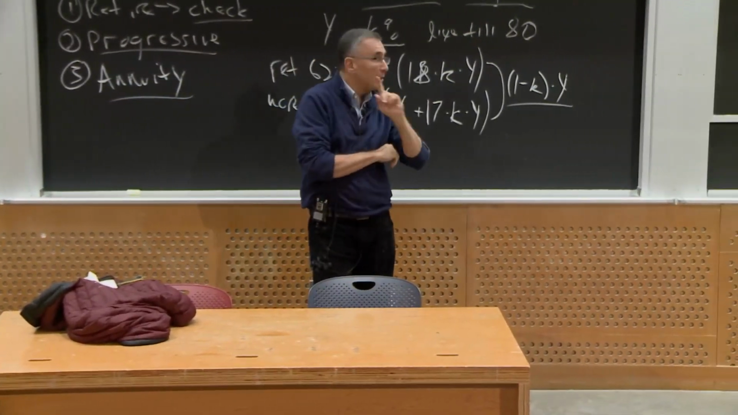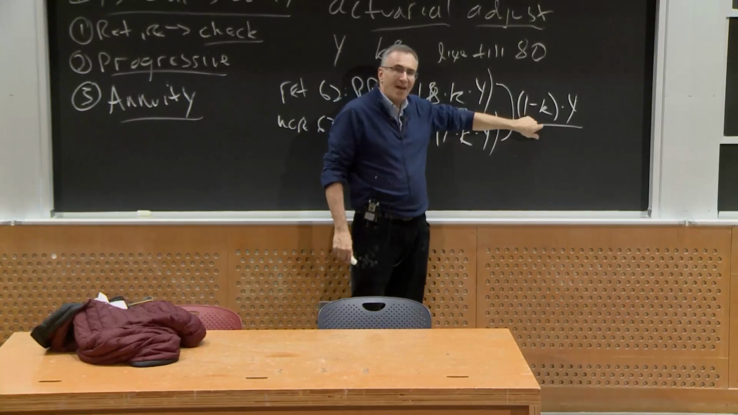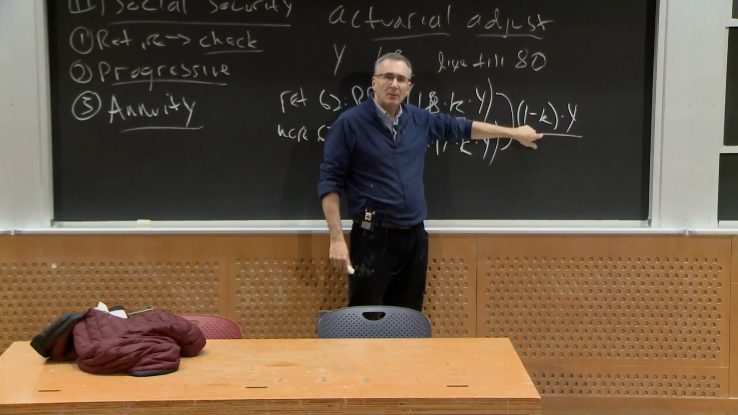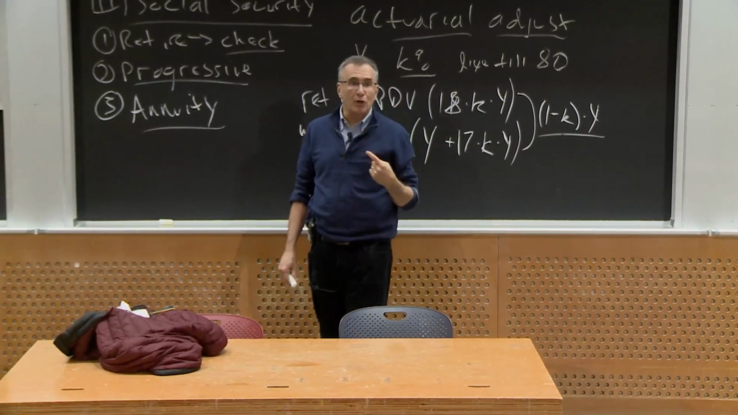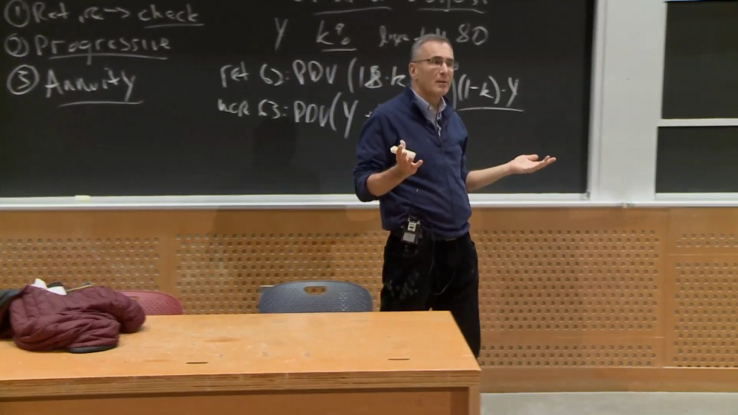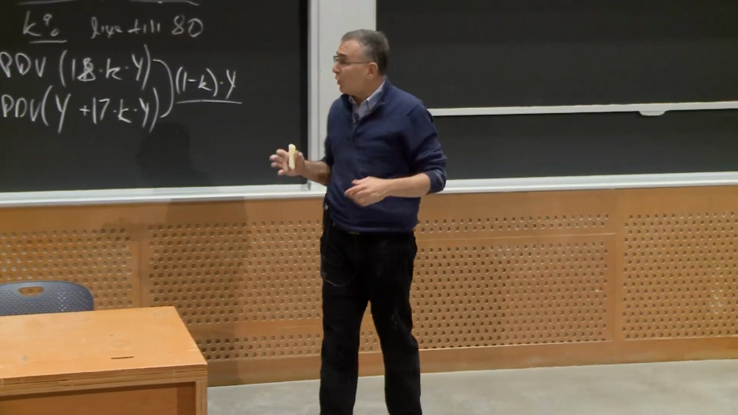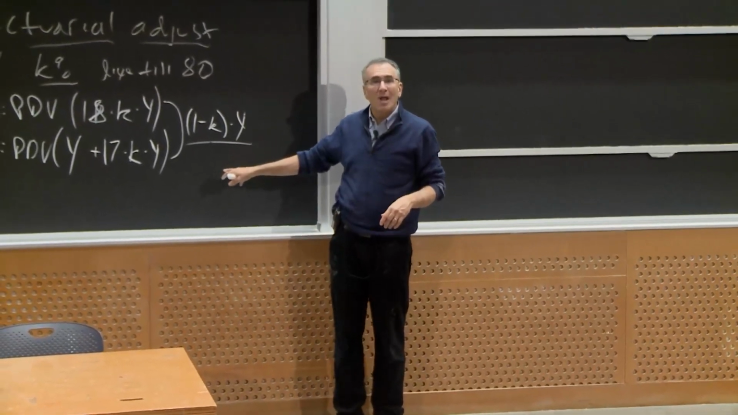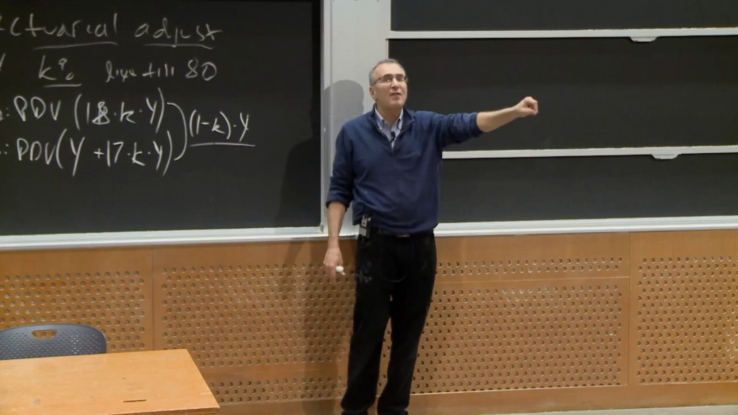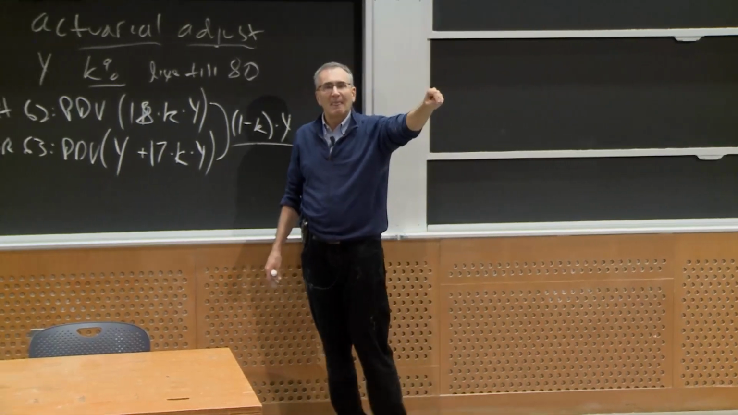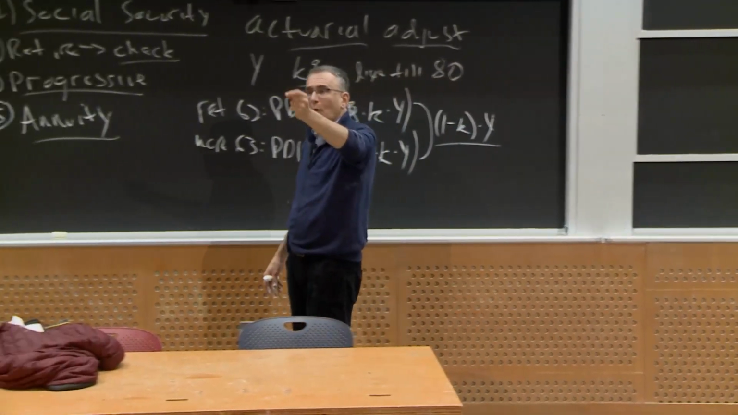Why is this important? Because this K term effectively is a tax. Think about it. If I work one more year without Social Security, what do I get? Y. If I work one more year with Social Security, I get 1 minus K times Y. Why is that? Because I'm giving up the money I could have had by sitting at home. And my decision is always sitting at home versus working.